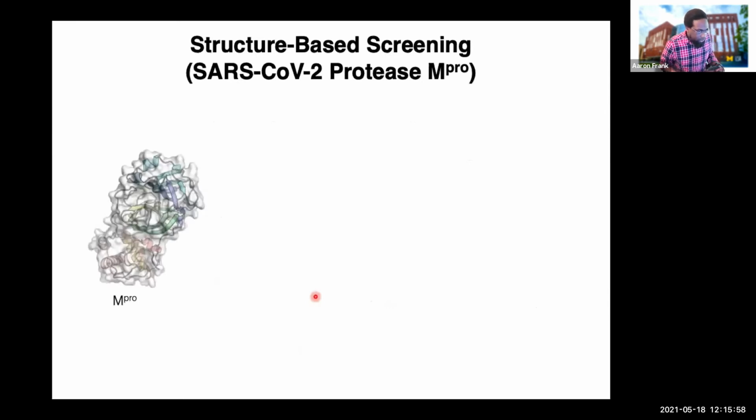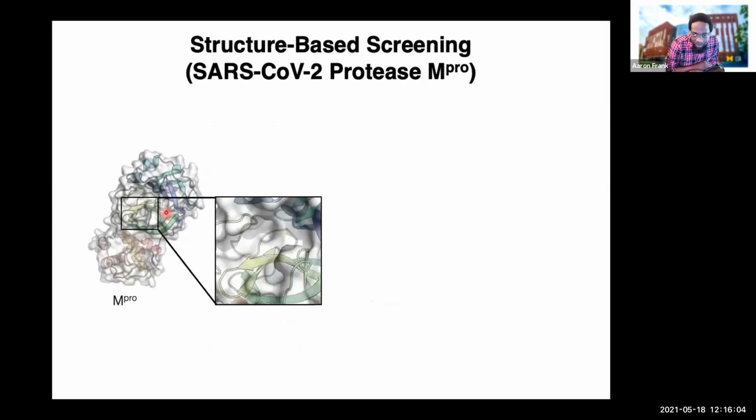So for structure-based screening, right, we start with a target. And so we know the structure of the target. And so we first identify a region in that target where we want to actually identify a small molecule that would bind to it. So hopefully we could find a small molecule that binds into this region here. But again, the key is that you have to have the structure. For the main protease of SARS-CoV-2, we have the structure, so we can actually utilize these kinds of structure-based approaches.